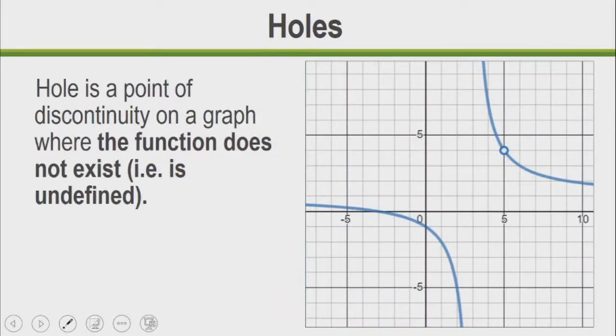So a hole is a point of discontinuity on the graph. It is where the function does not exist. That means at a hole, the function is undefined. In this particular example, we have only one hole shown. The hole occurred when x equals 5, y equals 4. So at this (5, 4), there is a hole. And that is why they normally put this empty little circle on the graph. That tells you that the function does not exist at that particular point.